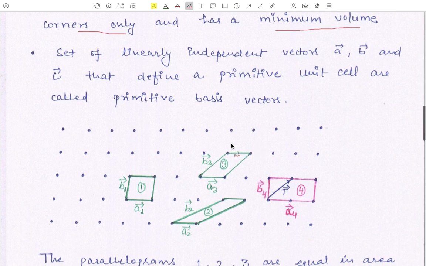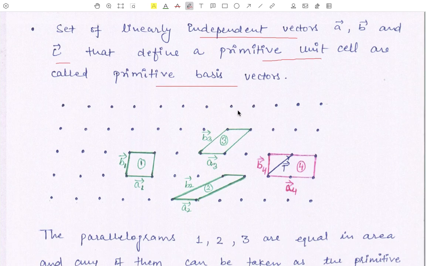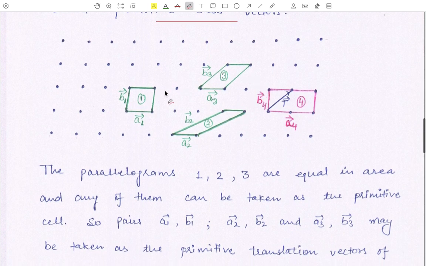Now we have a lattice structure here in two dimensions. Here we have the set of linearly independent vectors A vector, B vector and C vector if we have three dimensions, and if we have two dimensions, then the vectors A vector and B vector only. The vectors that define a primitive unit cell are called the primitive basis vectors or the simple basis vectors.